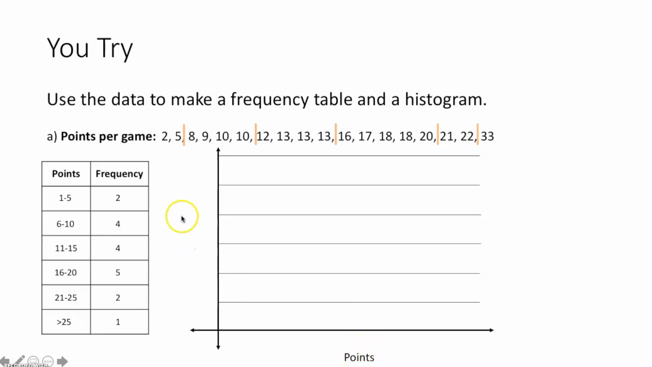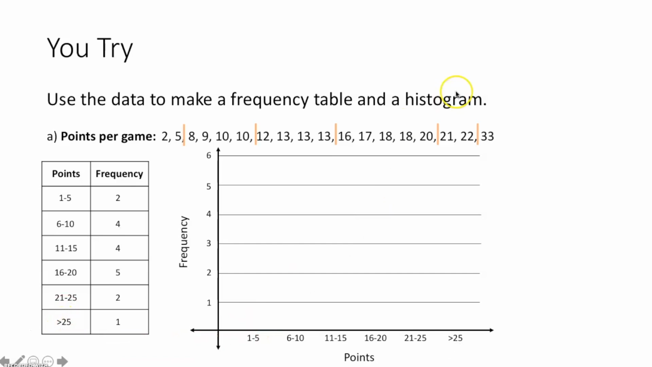where our points are going to be on the x-axis, and then our frequency is going to be on the y-axis. Now, since our highest frequency is 5, we don't have to count by 2s or 5s here. We can just go up by 1s: 1, 2, 3, 4, 5, and 6. For our intervals down here, we start with 1 to 5, then 6 to 10, then 11 to 15, 16 to 20, 21 to 25, and anything bigger than 25.